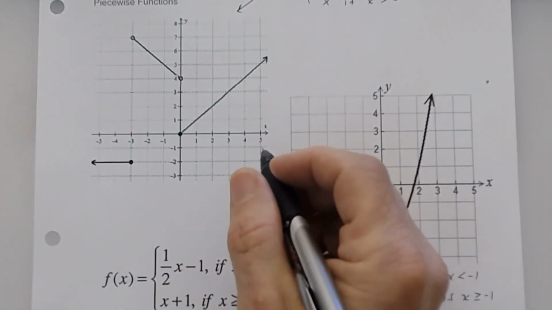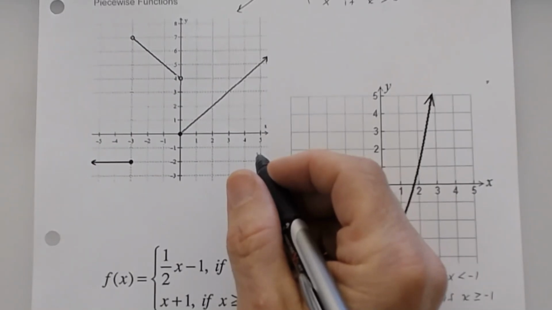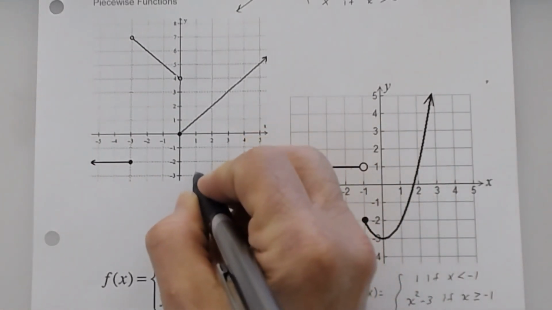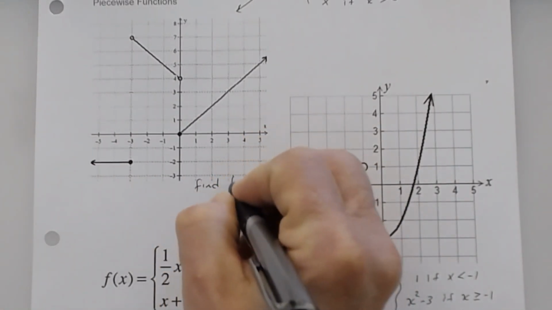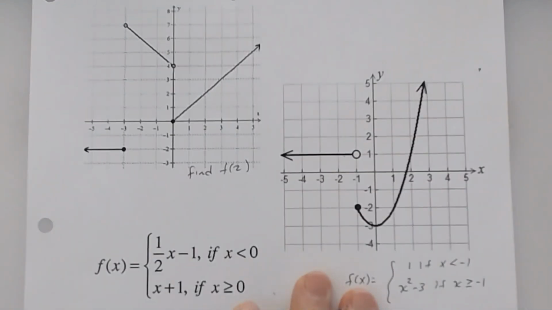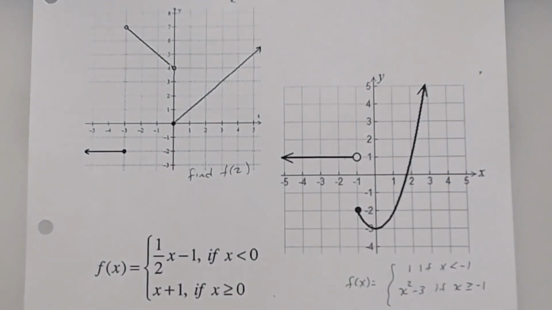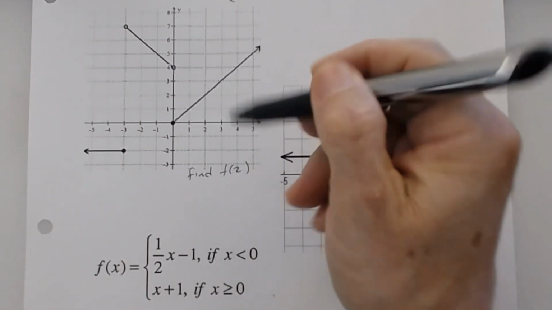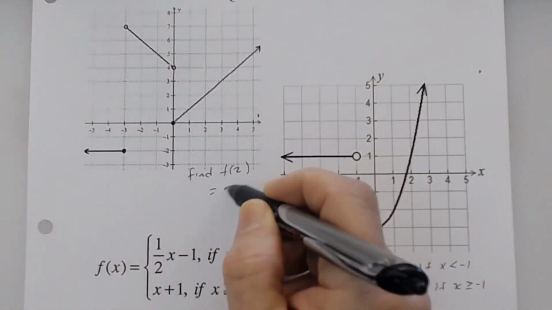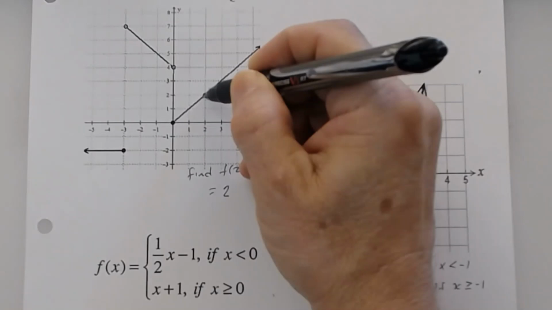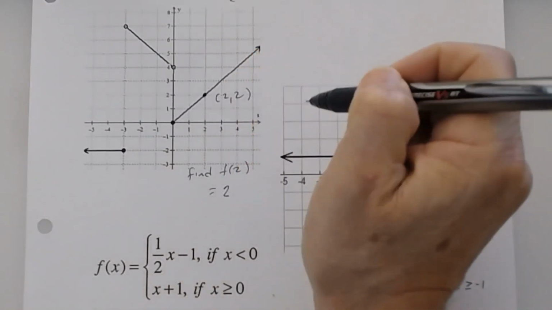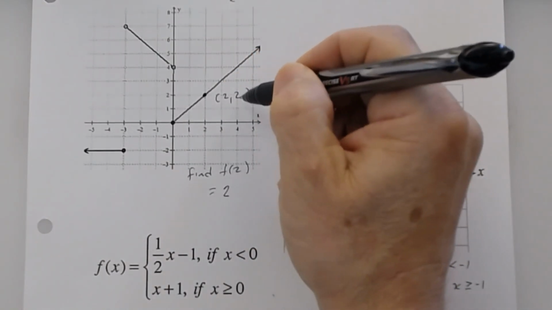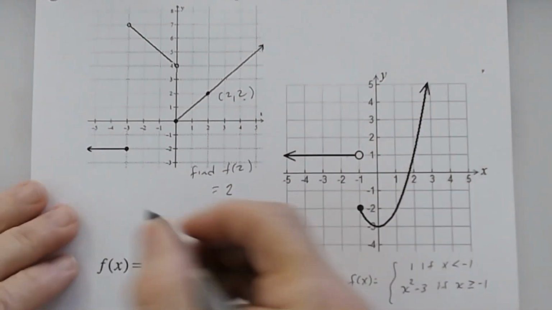Now, here's what we want to do, though. On the last test, I asked you this. I said, find f of 2. What did that mean? What's the y value when x is 2? So in this case here, what is f of 2? 2. Because that's just right here, isn't it? Y'all agree? So when x is 2, what's my y value? 2.